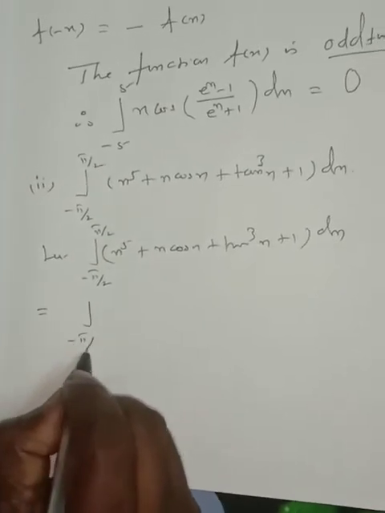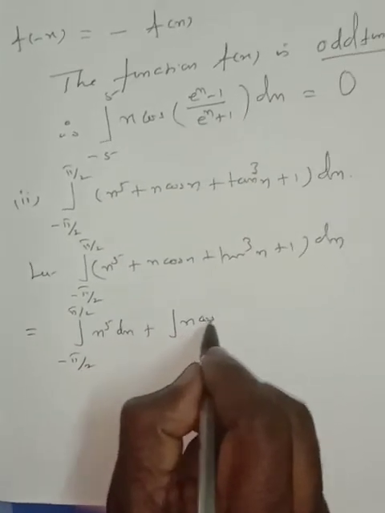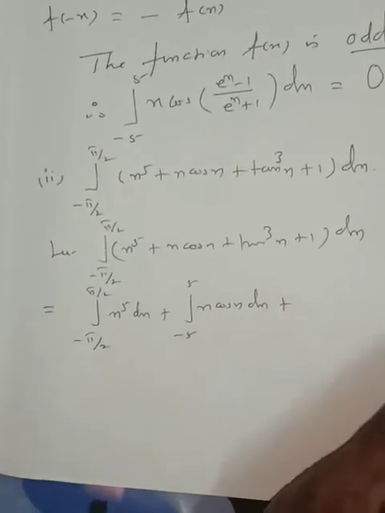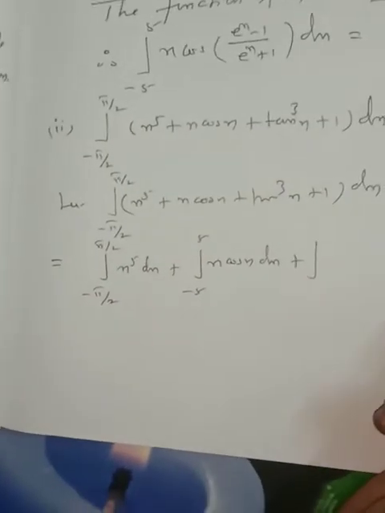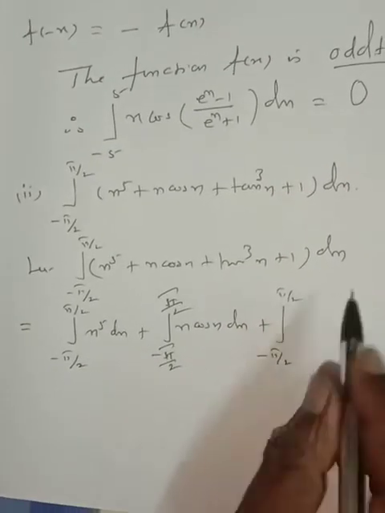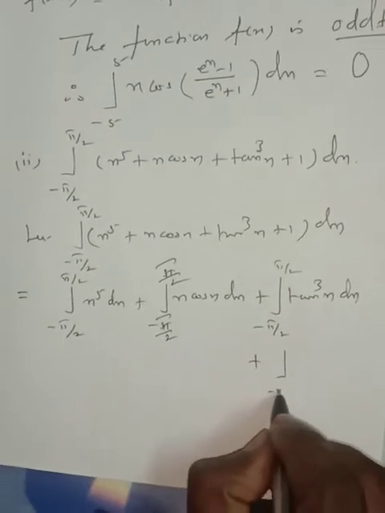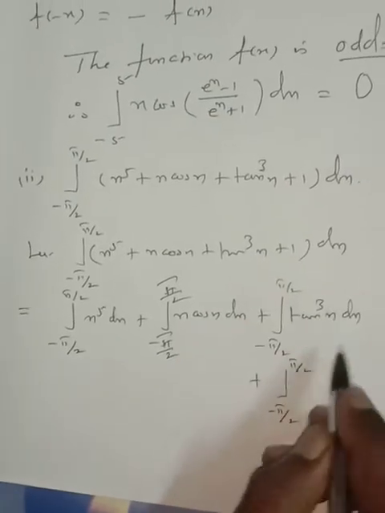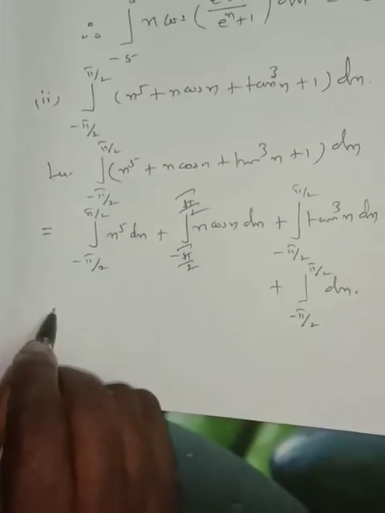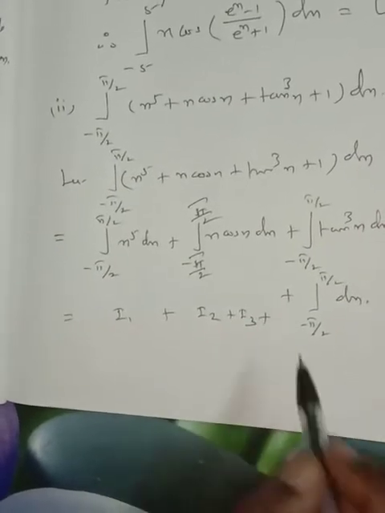the integral from minus pi by 2 to plus pi by 2 of x^pi dx, plus the integral of x cos x dx from minus pi by 2 to plus pi by 2, plus the integral of tan^3 x dx from minus pi by 2 to plus pi by 2, plus the integral from minus pi by 2 to pi by 2 of dx. First, this is I1, I2, I3, plus I4.